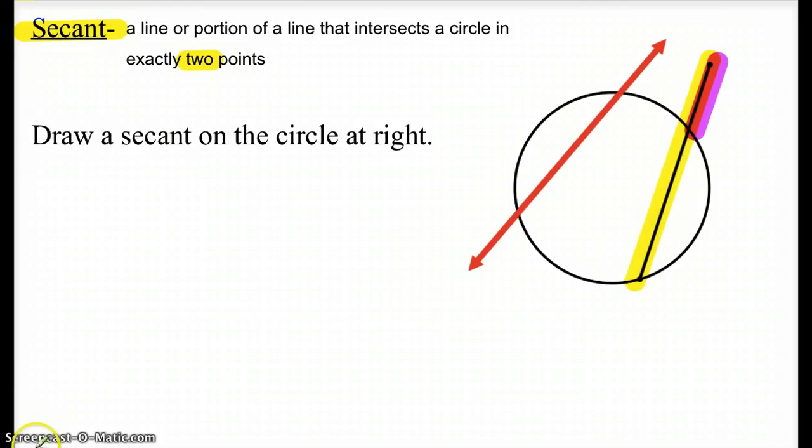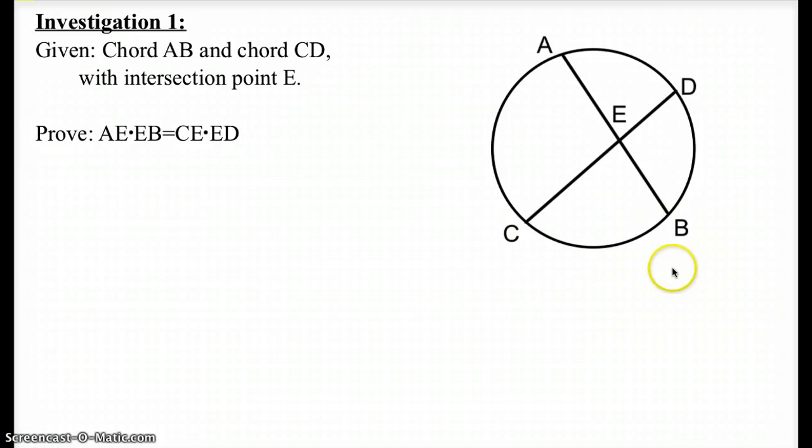For our first investigation, we're going to start off with 2 chords that intersect inside of a circle, but they do not intersect at the center of the circle. We're going to try to prove that the length of segment AE times the length of segment EB is equal to the length of CE times ED. If you look at where those segments are in the diagram, you'll notice that both AE and EB are segments that comprise one of the chords, and ED and EC are the pieces that comprise the second chord. And we're trying to show that the product of those pieces are equal to each other.